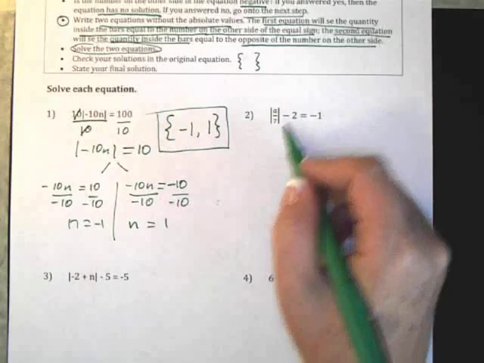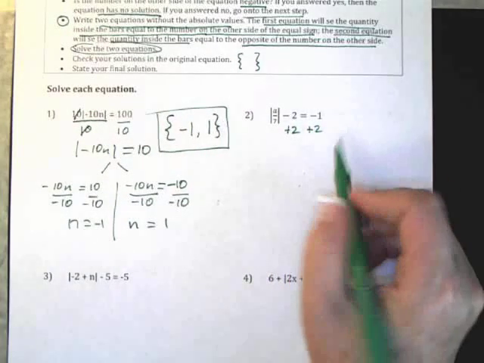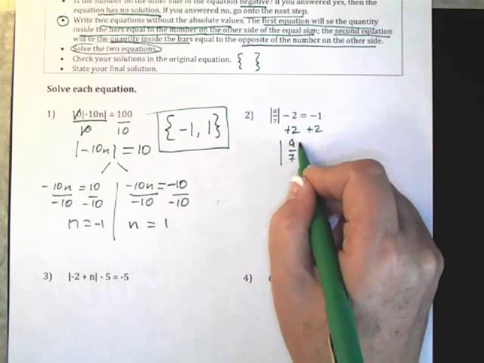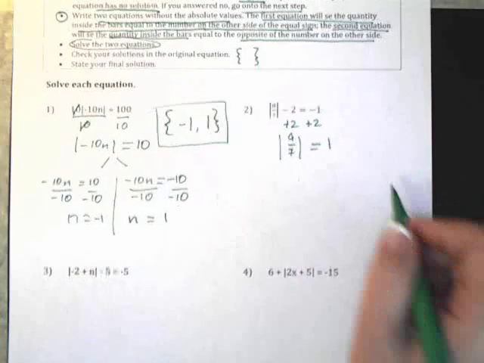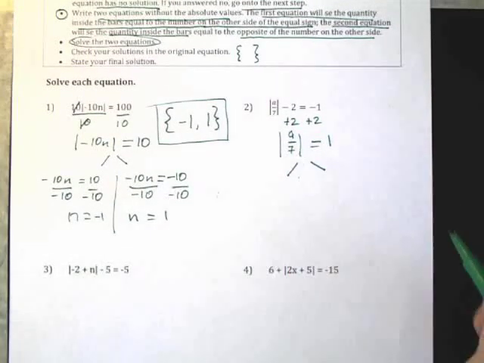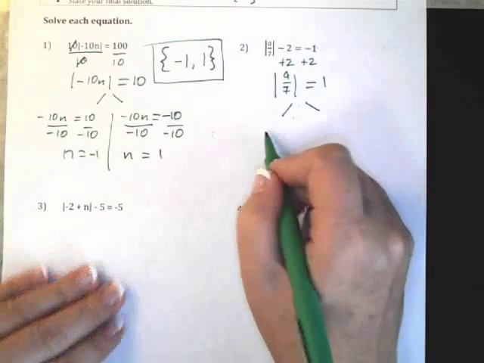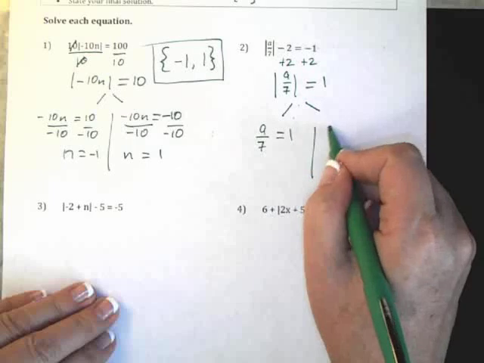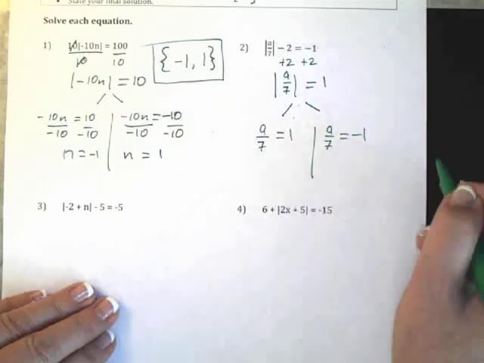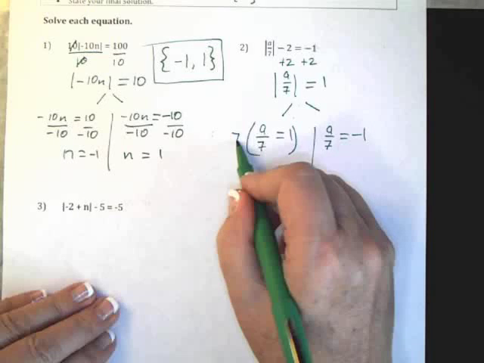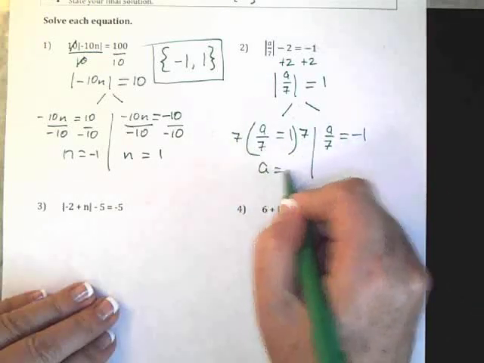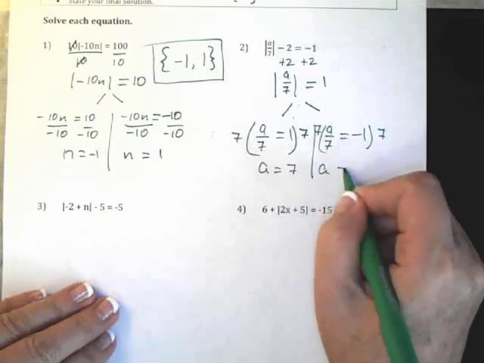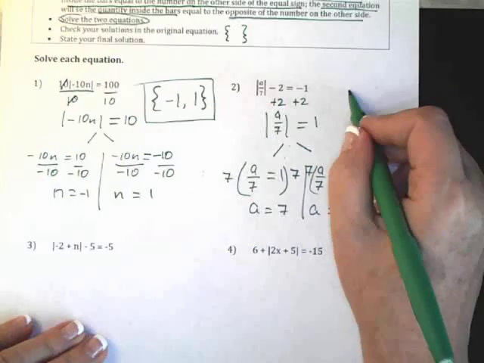Alright, number 2, let's get the absolute value by itself. So add 2 to both sides of the equation. So we have absolute value of a divided by 7 is equal to 1. From here, we can go ahead and separate this equation into two separate equations. A divided by 7 equals 1, and a divided by 7 equals negative 1. To solve this, we would multiply both sides of the equation by 7. So a is equal to 7. For the second equation, a is equal to negative 7.